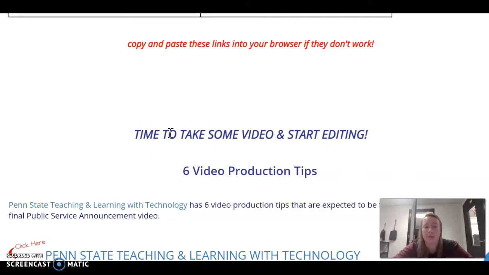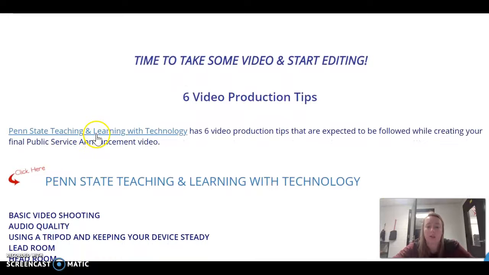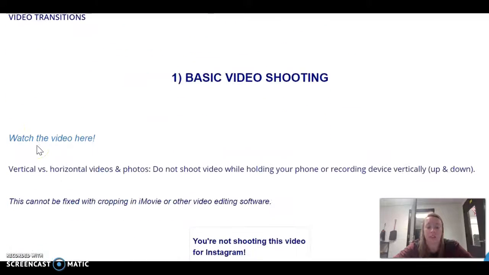take some time to learn the best way to shoot these videos and edit the videos. Okay, so here's 6 video production tips. All right, you're going to read through these. Click on these sources. They have good information. It's going to talk about basic video shooting, audio quality, using a tripod, lead room, headroom, and video transitions.